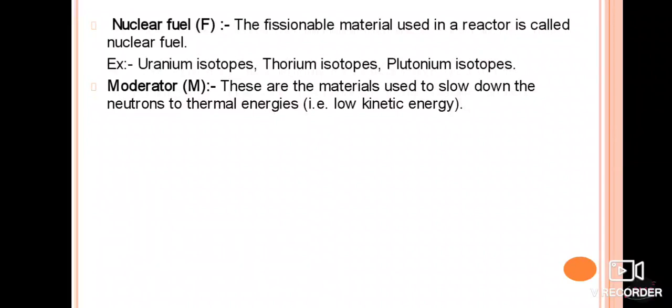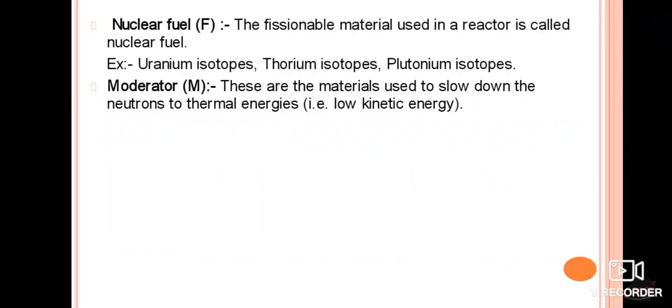The materials used to slow down the neutrons to thermal energy are called moderators. The neutrons released in the fission have an energy of about 2 mega electron volt, that is, fast neutrons. But at these energies, the probability of these neutrons causing further fission is less. Hence they can be slowed down to thermal energy of about 0.05 electron volt, so their efficiency of producing further fission is more.